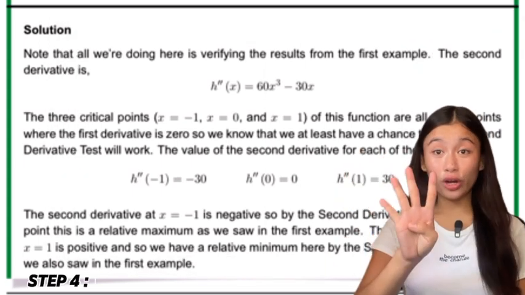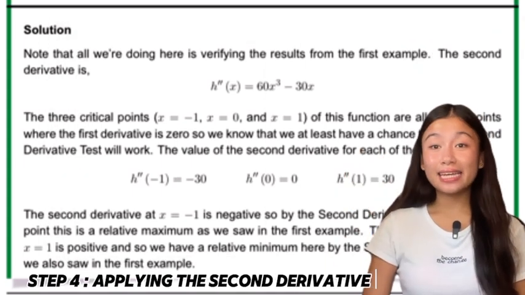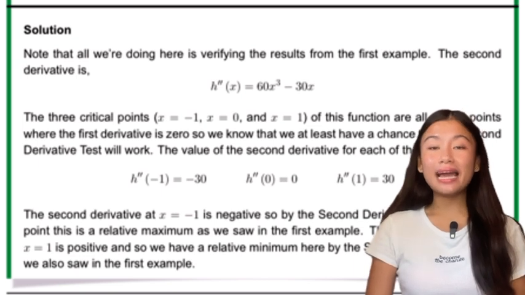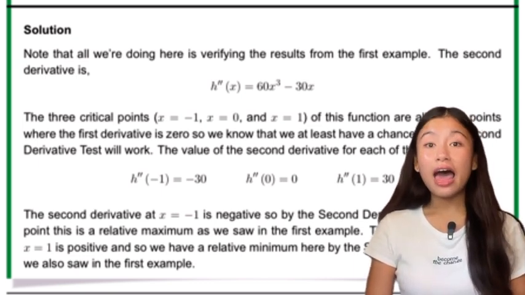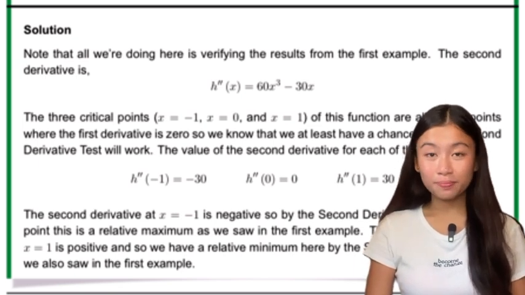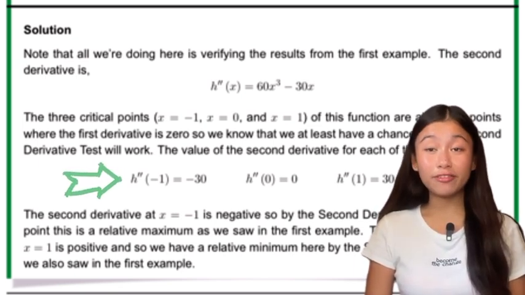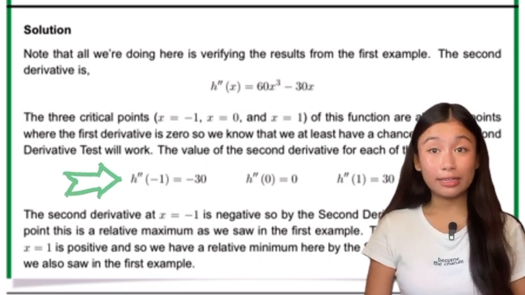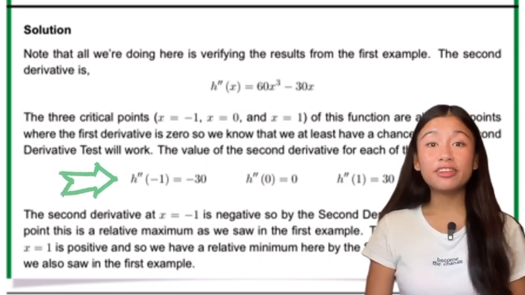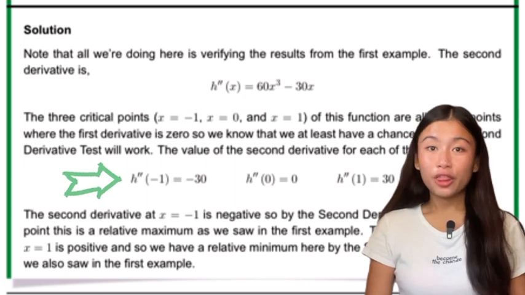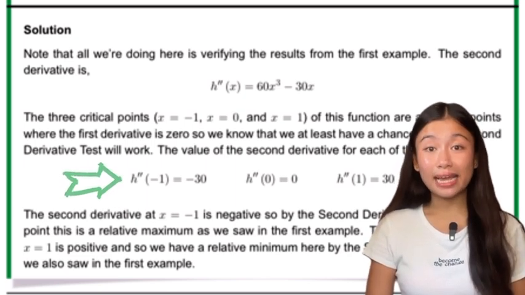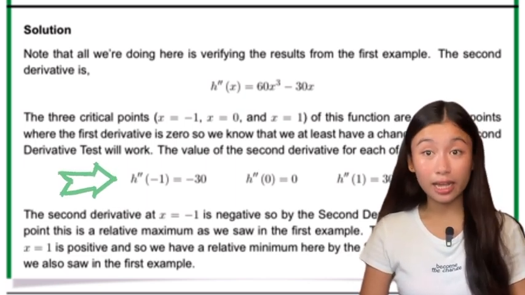And we have step 4, the last step, applying the second derivative test. So to apply the second derivative test, we evaluate the second derivative at each critical point. At x equals -1, the function is concave down, indicating a relative maximum at this point. There is a relative maximum because the second derivative is negative.